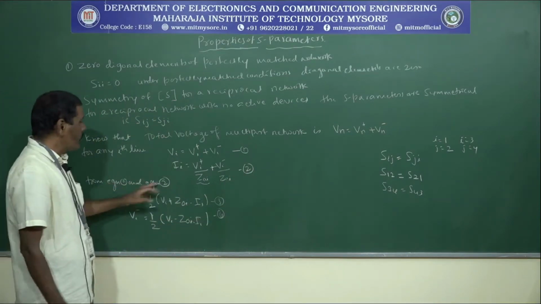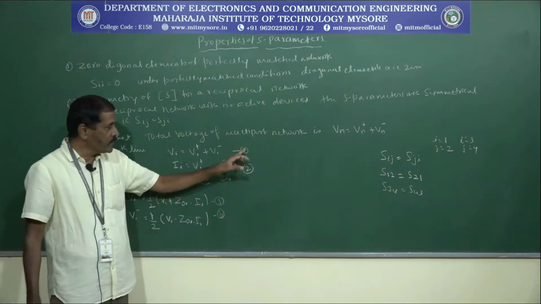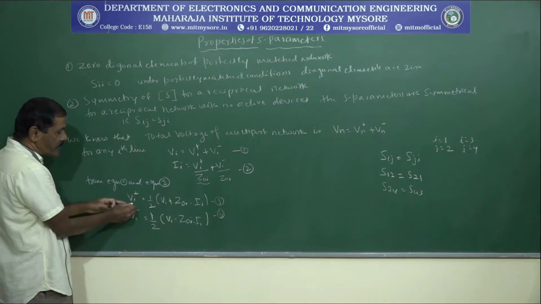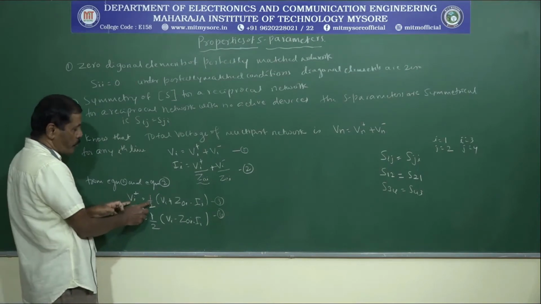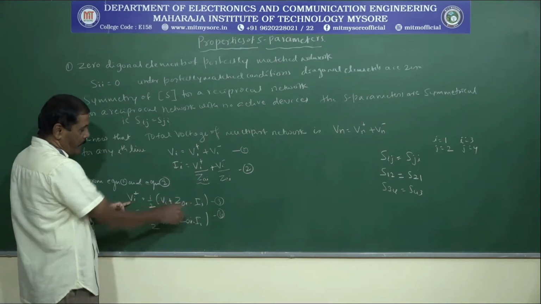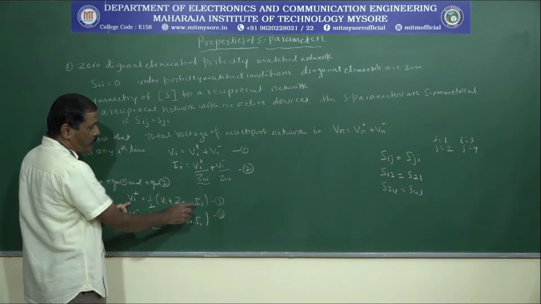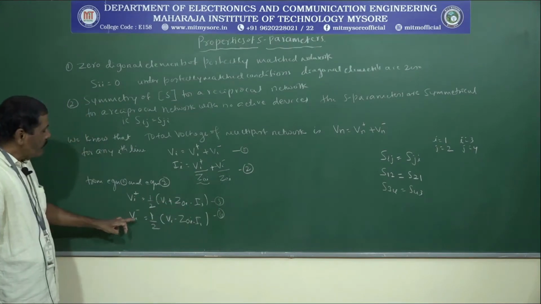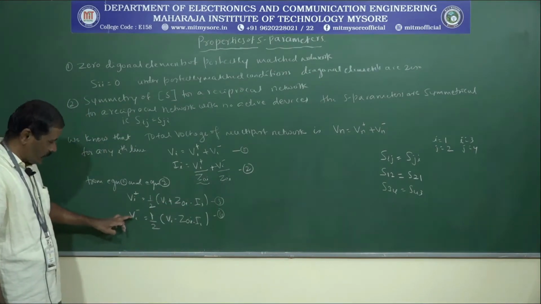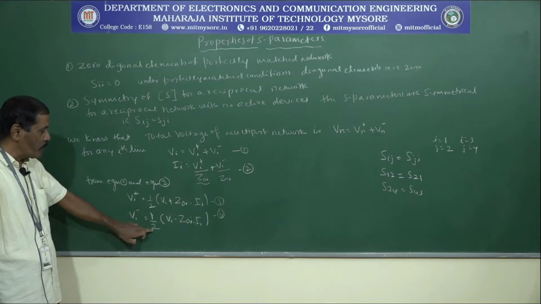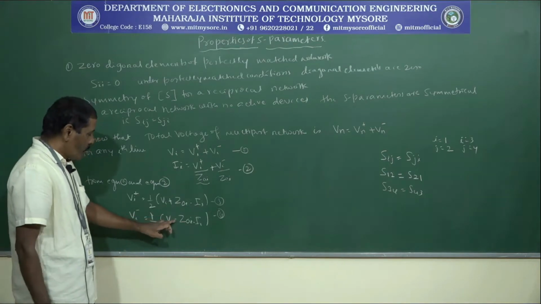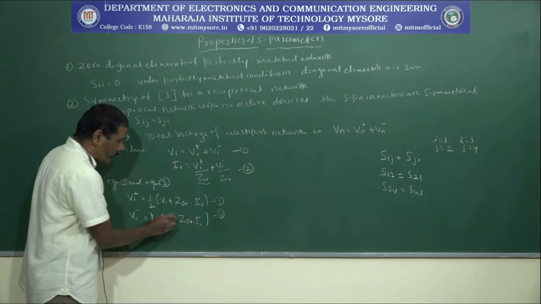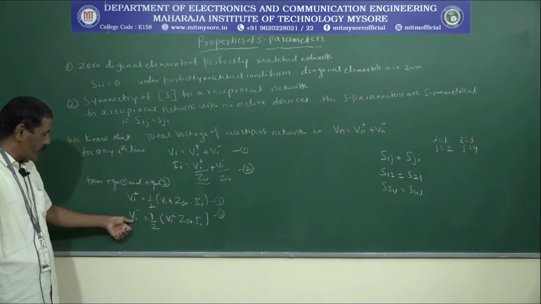Now from equation number 1 and 2, if you simplify equations 1 and 2, I will get the incident voltage Vi plus equal to 1 by 2 times, in the bracket, Vi plus Z0i into Ii. Call it equation number 3. And Vi minus is nothing but the reflected voltage, so this is equal to 1 by 2 into Vi minus Z0i into Ii. This is going to give the reflected voltage.